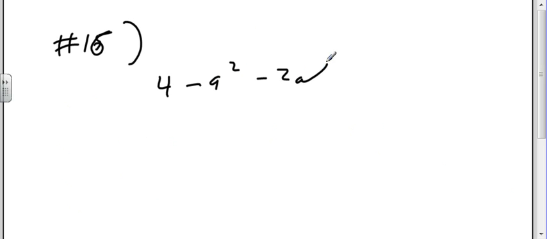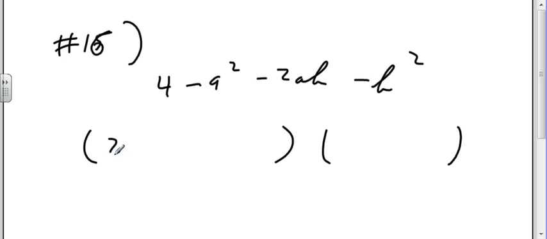All right. 15. We just did 15? Well, I thought I could get away with doing it again because it went so well. Minus a squared minus 2ab minus b squared. Okay, it looks like we have maybe a 2 and a 2.